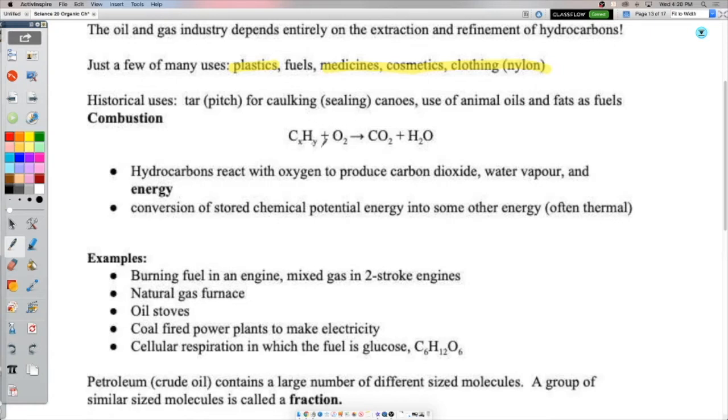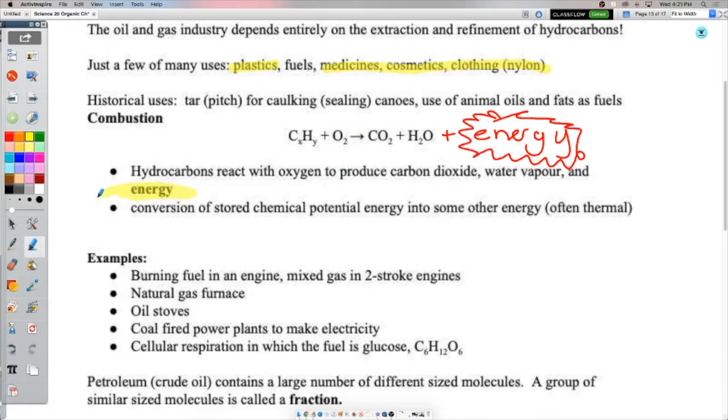So what's the whole point of this? Why are we doing this? Because this reaction releases energy. That's the whole point, right? And it doesn't just have to be in the context of a car. Maybe you're just trying to make heat. Maybe this is propane on a barbecue. The energy could be heat. That's what you want. You don't want motion, right? Either way though, hydrocarbons react with oxygen to produce carbon dioxide, water vapor, and energy.